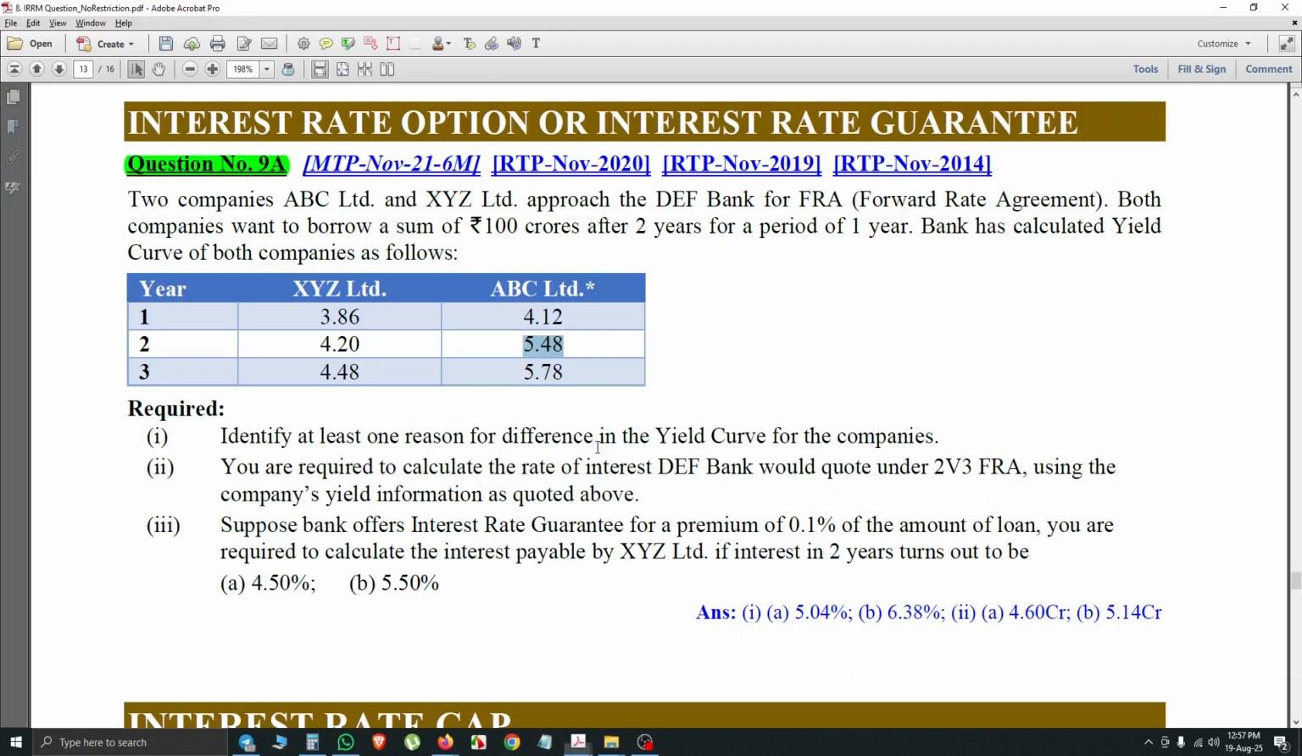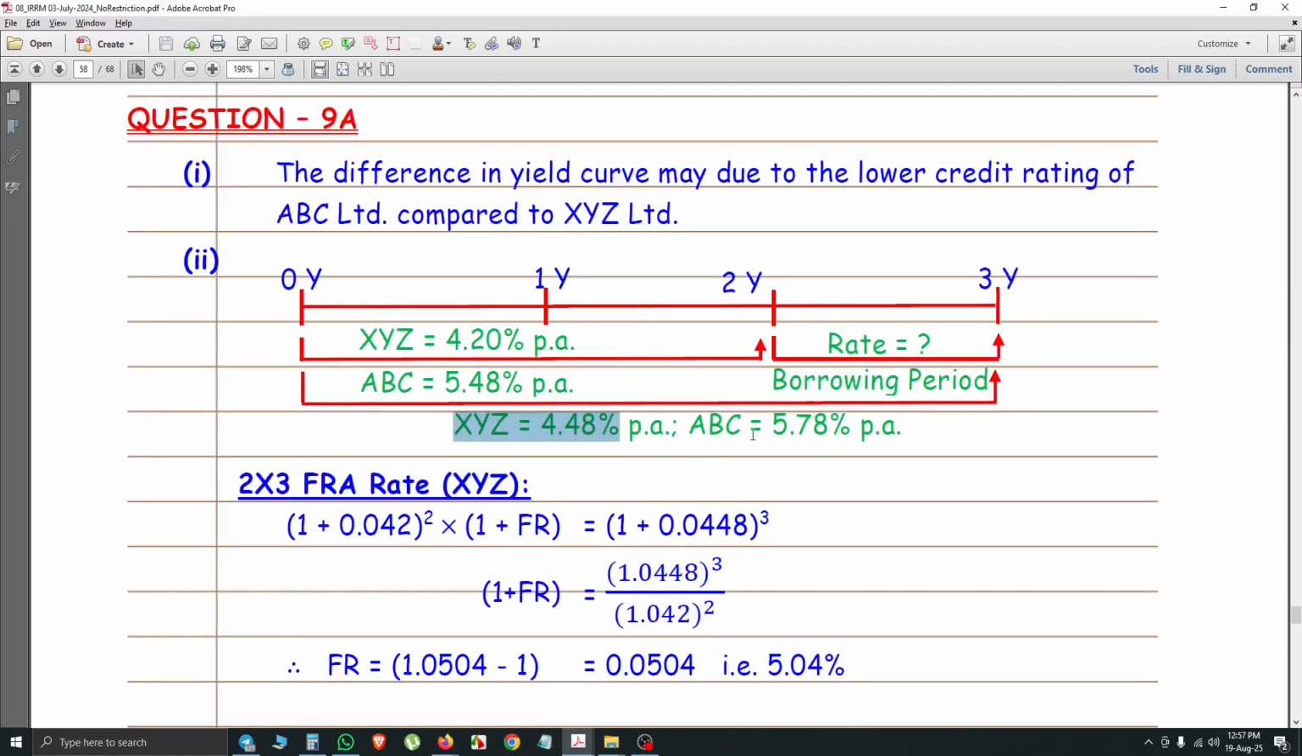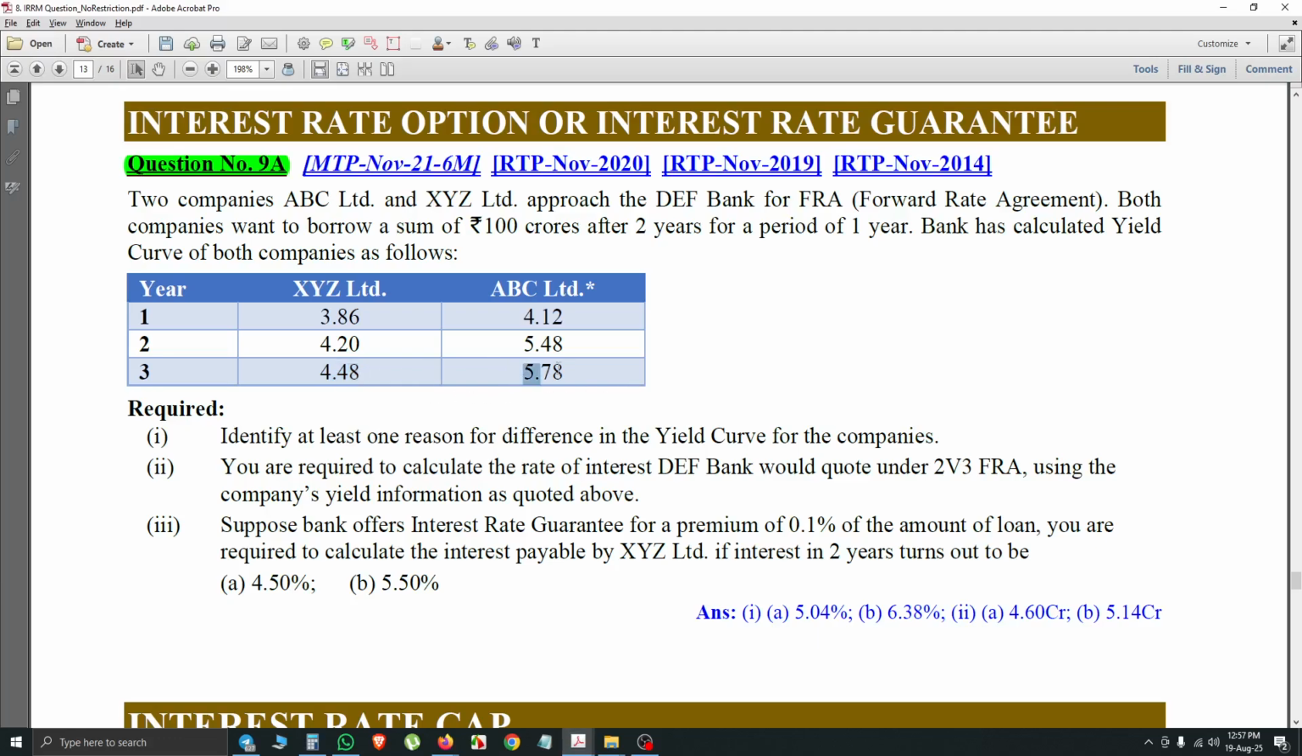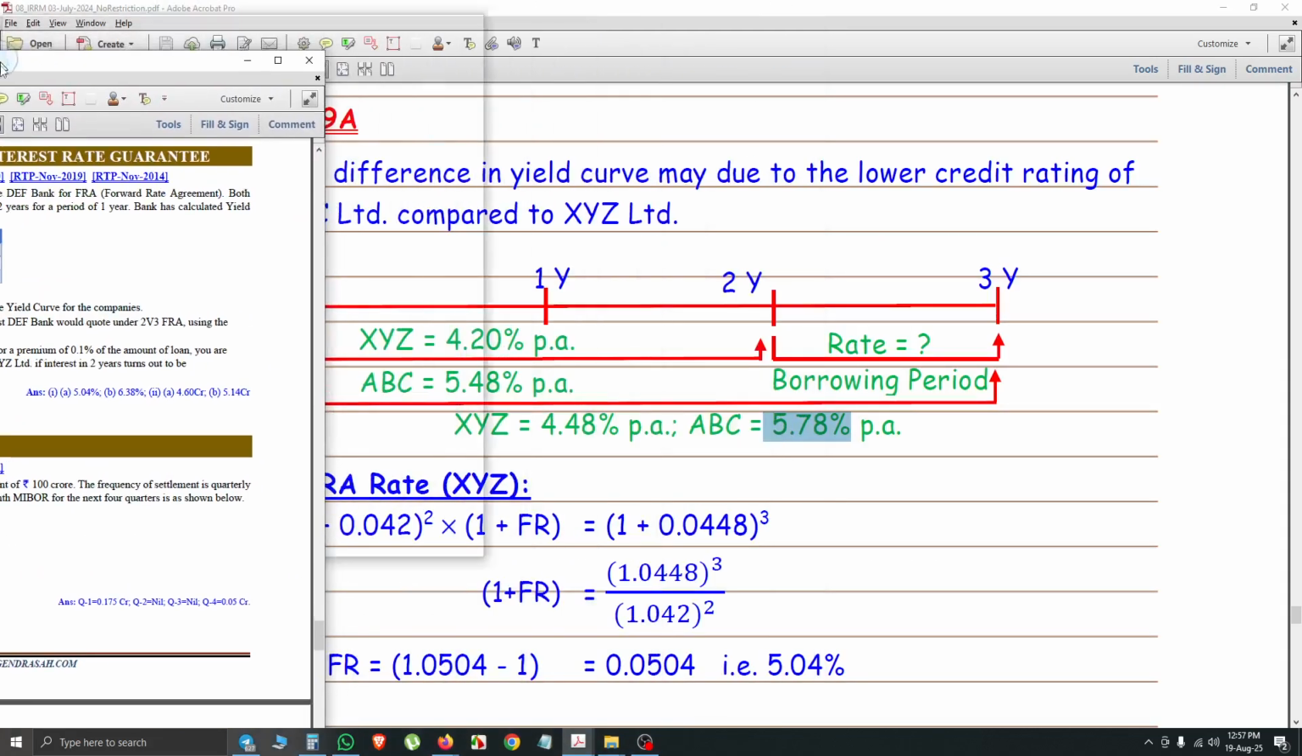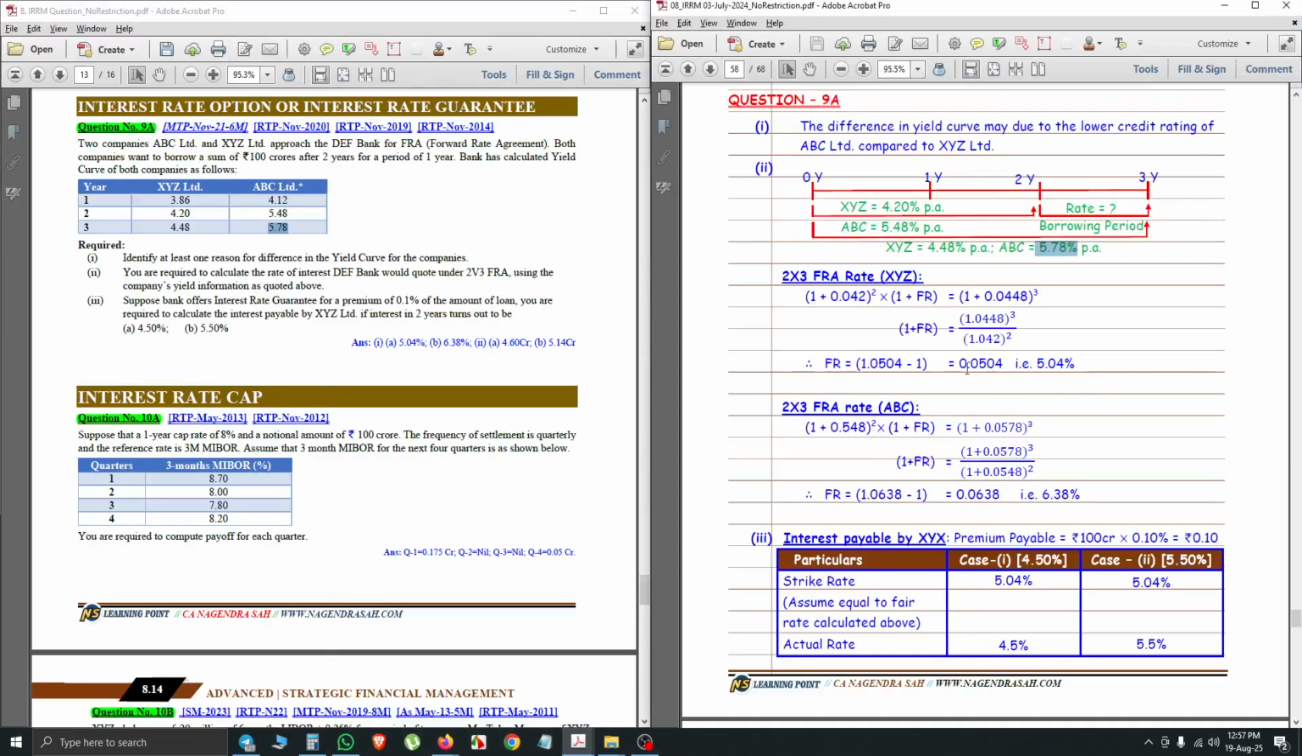For XYZ this is 4.48 and 5.78. So 2V3 equals 1.042 into FR, like this normal calculation we will get it. 2V3 for this is 5.48 square into this whole cube, we will get the answer.